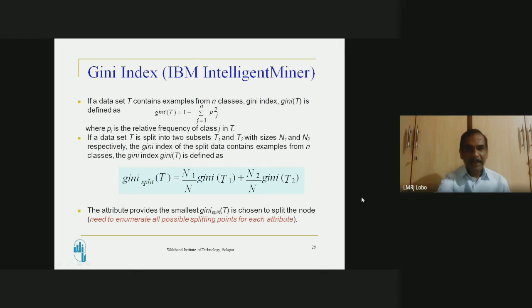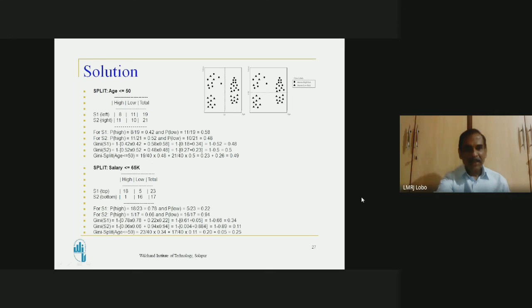So the Gini index is calculated by this particular formula, and we see that the attribute providing the smallest Gini split is chosen to split the node finally. So we get a splitting of these particular attributes, and here we have a classification which is done, which looks very impressive.